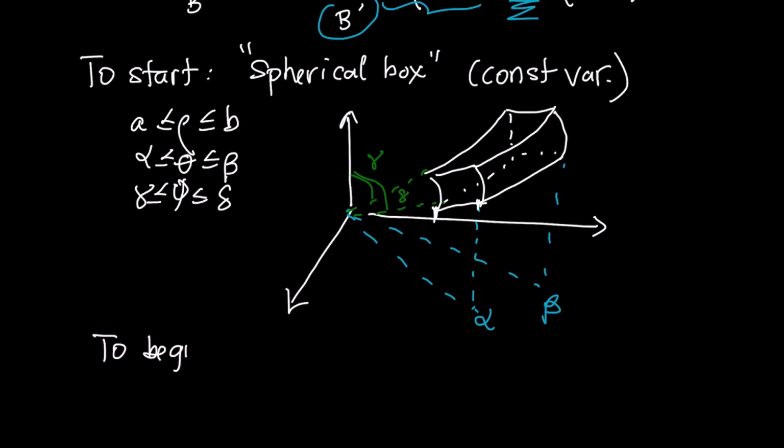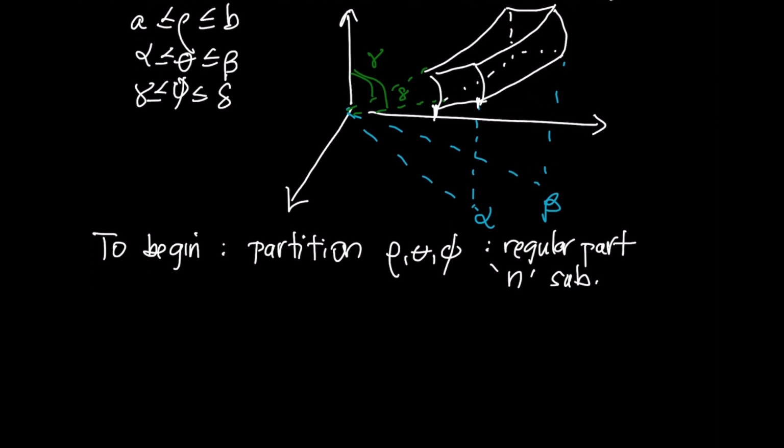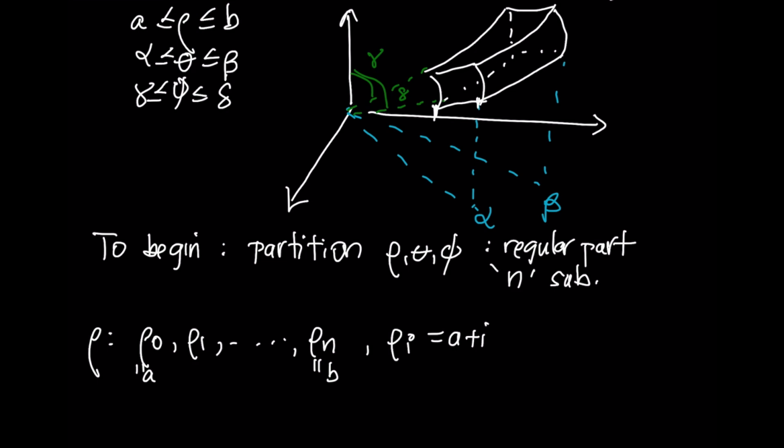Now, to begin this conversion process, what we need to do, as always, is partition all of our variables, and we'll use a regular partition with n subintervals. We don't have to take equally spaced subintervals. We don't have to take the same number of subintervals for all of our variables, but to simplify the process, we will do so. Our rho variable will be partitioned from rho naught, rho 1, all the way up to rho n, where the first one is A, the last B. We will have some general radial location indexed by i, A plus i delta rho, where delta rho is simply B minus A over n.